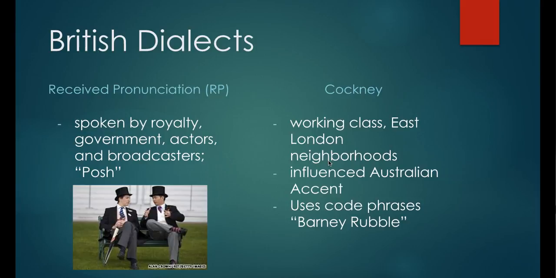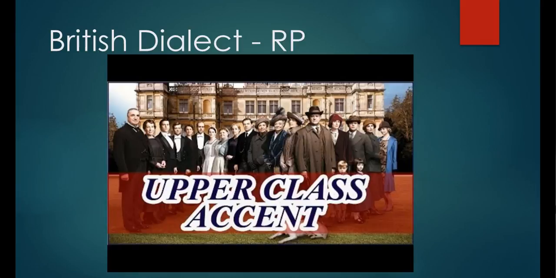This is what influenced the Australian accent. A lot of these people in these neighborhoods eventually relocated to Australia. Thus, when you hear Australians talk, it's not the same as received pronunciation as you hear in England. So if you see an interview on TV with a government official or actor, it's going to be in the RP. Cockney is going to be a little more down, nitty-gritty, working class part of England.